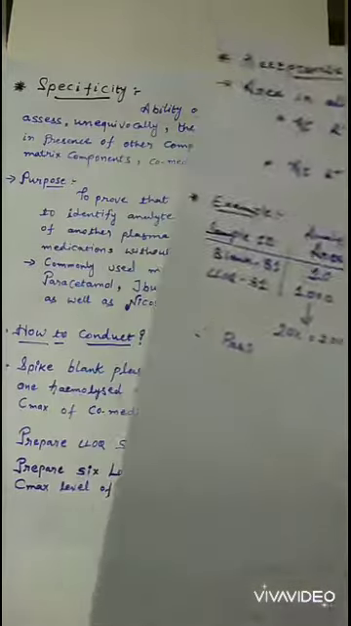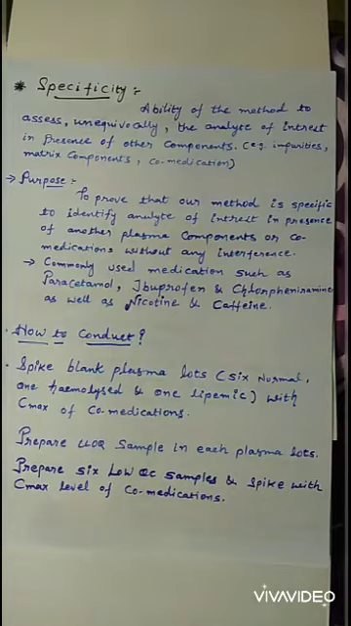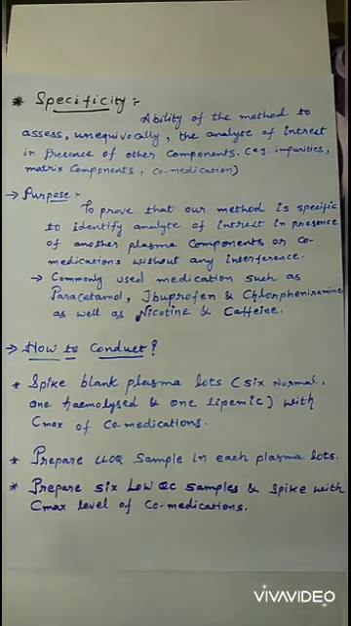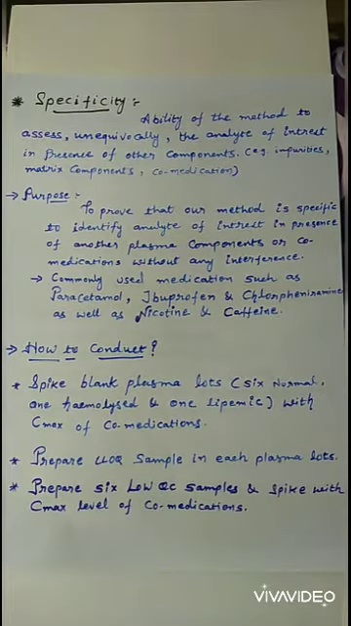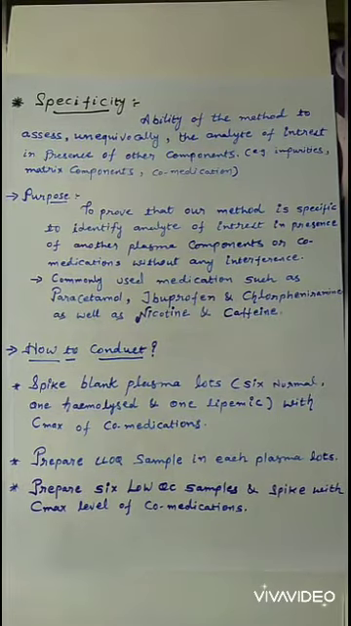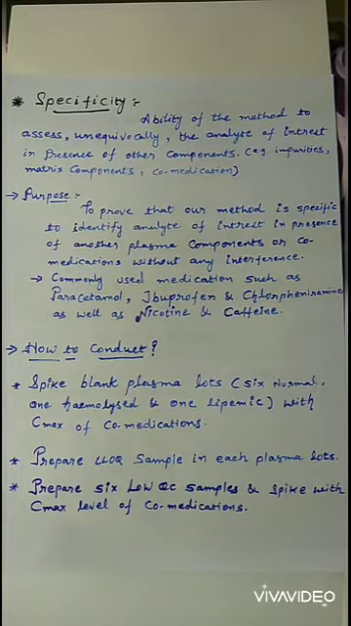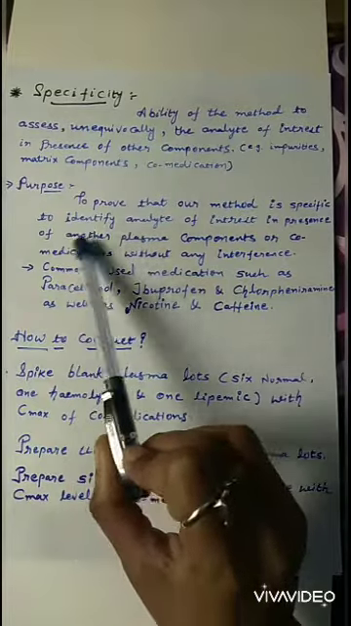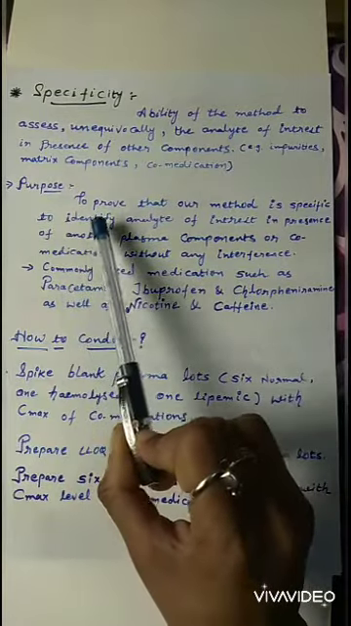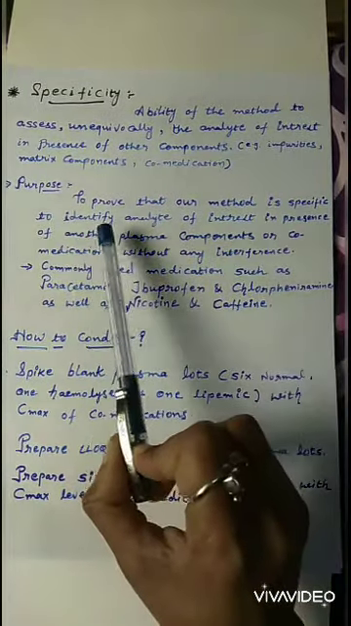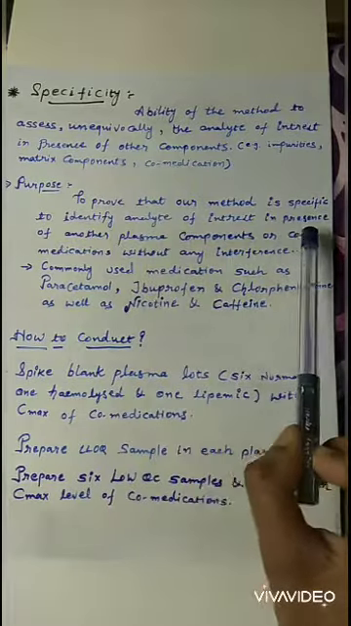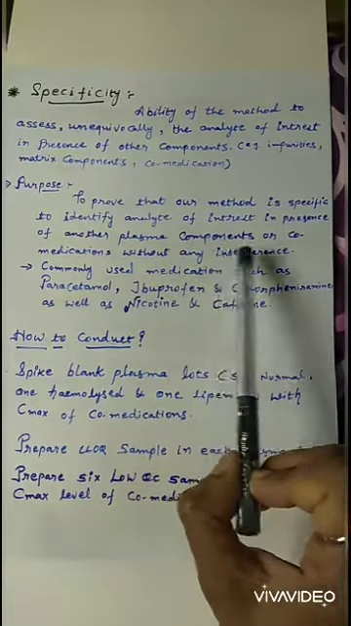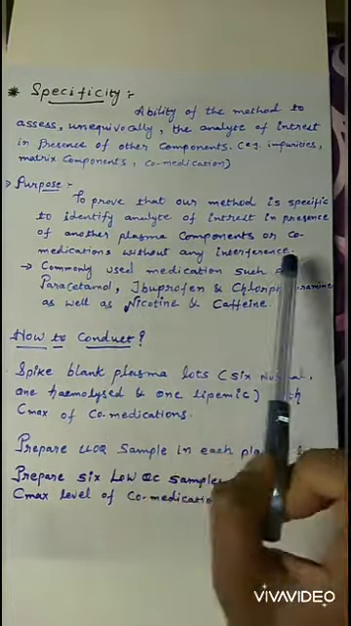Now we learn about specificity. Specificity is the ability of the method to assess unequivocally the analyte of interest in the presence of other components like impurities, matrix component and co-medication. What is the purpose? To prove that our method is specific to identify the analyte of interest in the presence of other plasma components or co-medications without any interference.